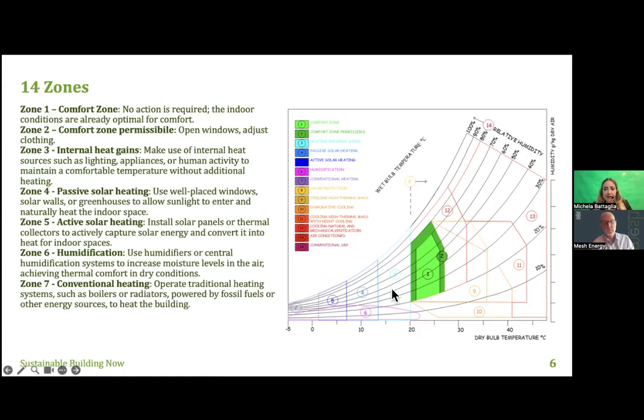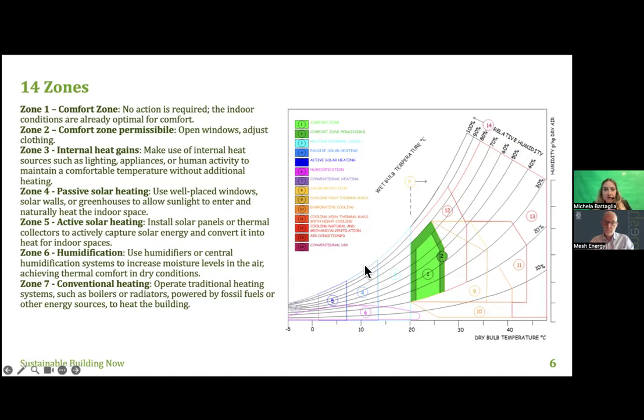Starting with zone 1, we are in the comfort zone, which is generally between 22 and 26 degrees Celsius. Maybe some people use Fahrenheit, but here we are focusing on Celsius, with around 40 to 60% humidity. Then there is zone 2, the permissible comfort zone, where to achieve thermal comfort we may need to open windows or adjust clothing.